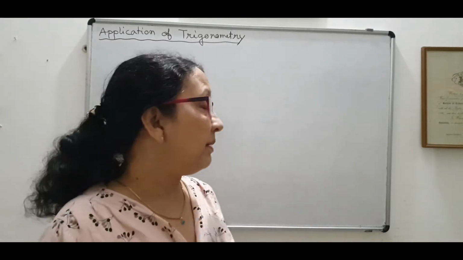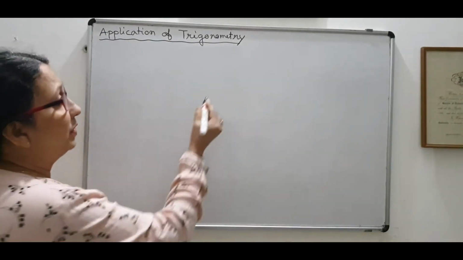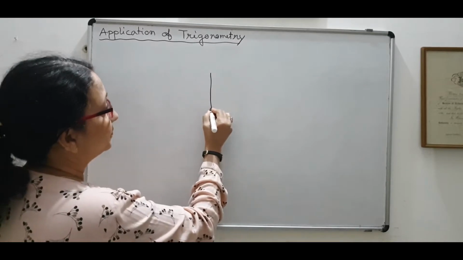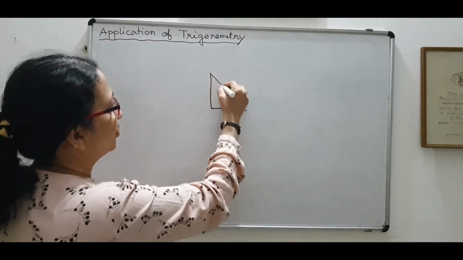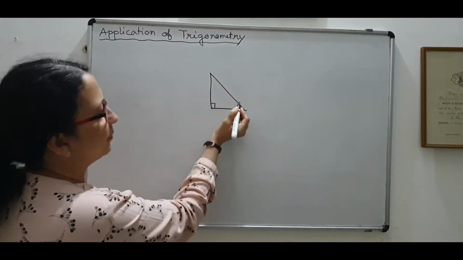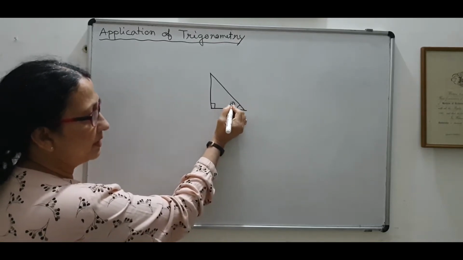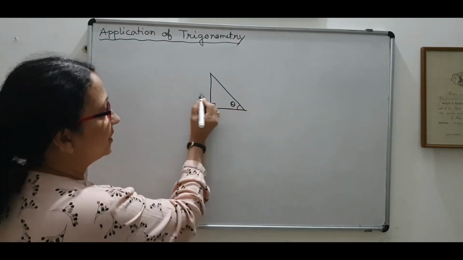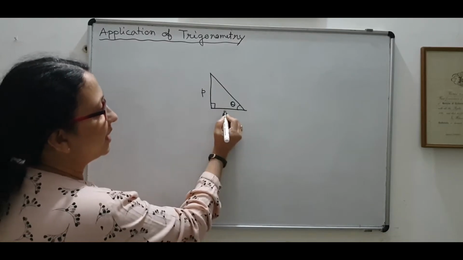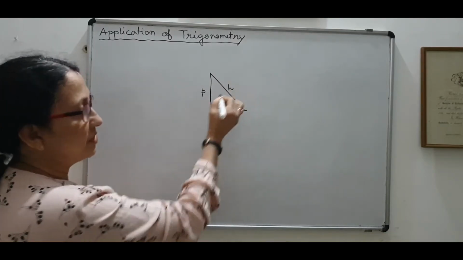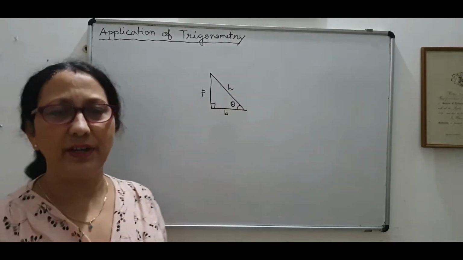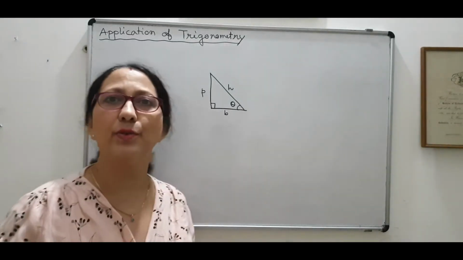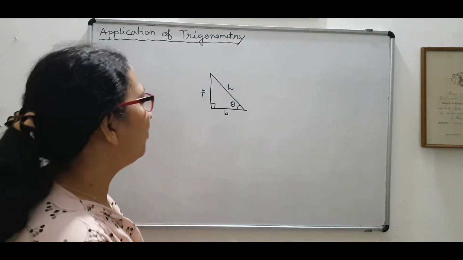So the main basic idea is like this. As you know, in a right triangle, we define the trigonometric ratios by taking one of the acute angles to be theta, and then the opposite side was the perpendicular, the adjacent side was the base, and this was the hypotenuse. This all you know. Then we have defined various trigonometric ratios, six trigonometric ratios.